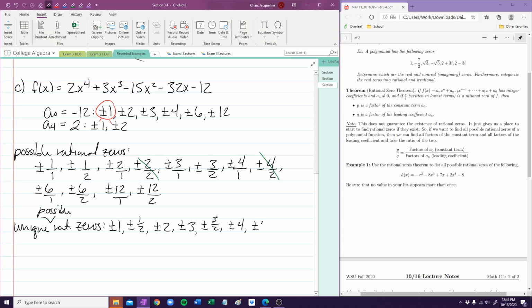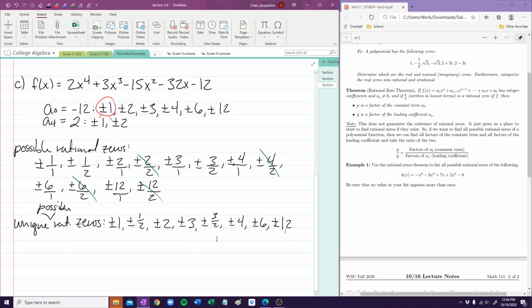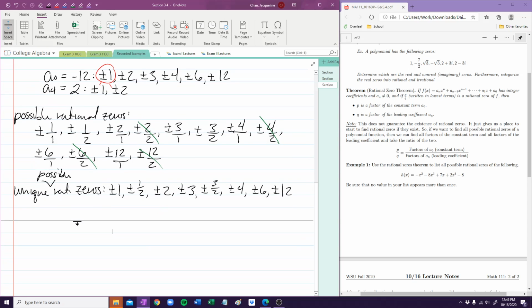And I have plus or minus 6. Plus or minus 6 over 2 is plus or minus 3. Again, we already did that. And then just to save some time, plus or minus 12 over 2 is 6, and we also wrote that. So I have plus or minus 12. So these are all the unique possible rational zeros. Not as big as this list, so thank goodness. We have fewer options.